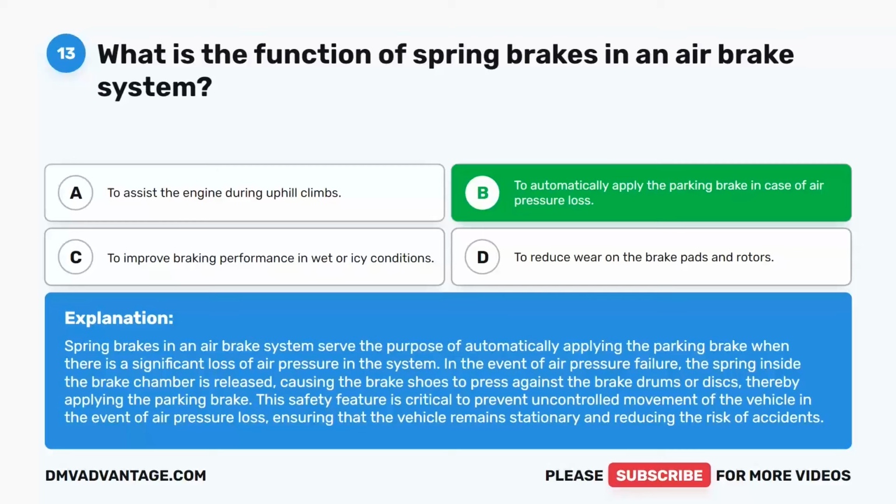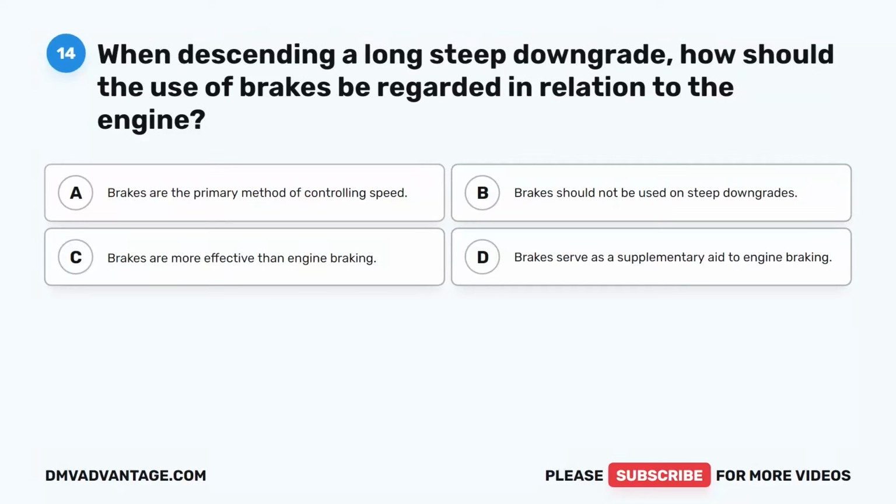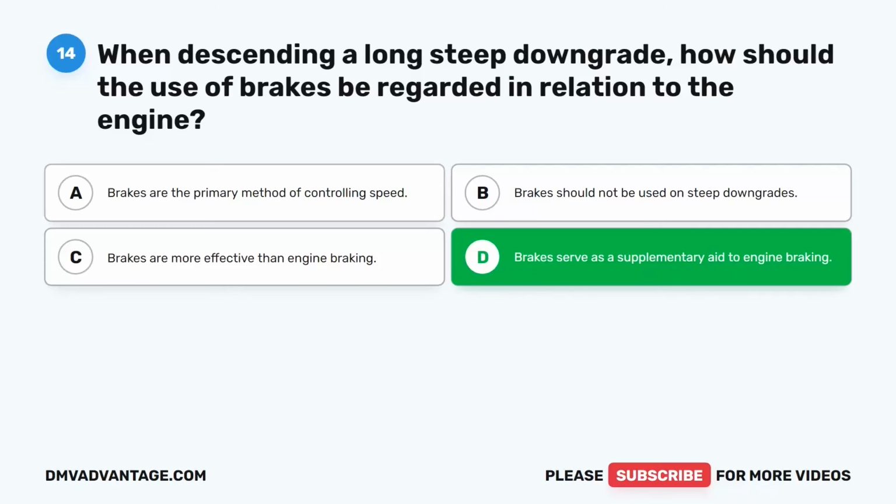Question 14. When descending a long, steep downgrade, how should the use of brakes be regarded in relation to the engine? A. Brakes are the primary method of controlling speed. B. Brakes should not be used on steep downgrades. C. Brakes are more effective than engine braking. D. Brakes serve as a supplementary aid to engine braking. The correct answer is D.